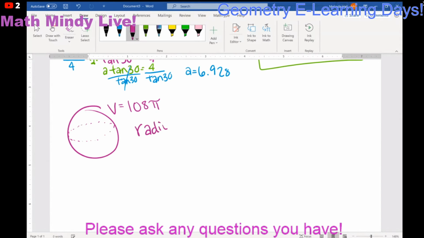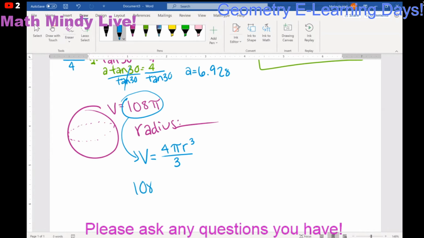And we want to know what is the radius. So in order to be able to do this, you have to know what your volume formula for spheres is, which is 4 pi r cubed divided by 3. And then you take that value of the volume and you plug it in for the V. And so then that would be 108 pi equals 4 pi r cubed divided by 3. And so then to get the r by itself, because this is divided by 3, we are going to multiply by 3, not 2. Multiply by 3. And by doing that, that helps get rid of the divided by 3 on the right.